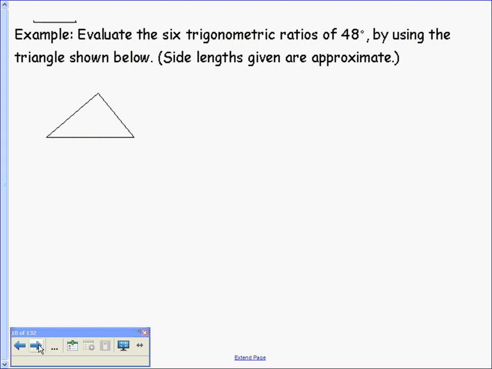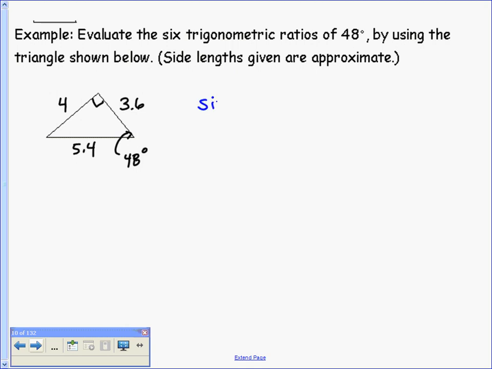Okay, let's look again at the 6 trig ratios of a 48-degree angle, and what we're going to do is just evaluate these using a calculator, okay? So let's say I have a right angle here, and this is my 48-degree angle, and all of this information will be given to you. This is 4, this is 3.6, and this is 5.4. Everything in black is given to you. And now we're looking to find the 6 trig ratios of this triangle.